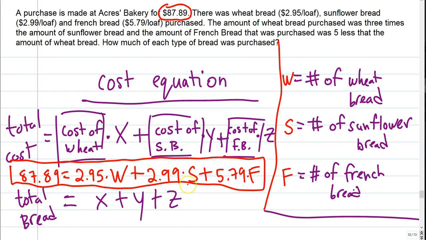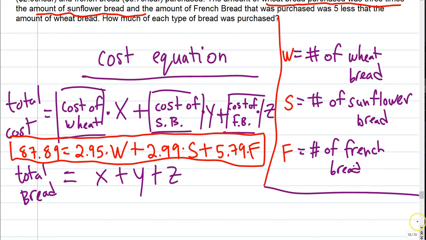But currently I only have one equation, and that does not work with 3 variables. I need 3 equations. So that's where these sentences come in. The amount of wheat bread was 3 times the sunflower. So the amount of wheat bread, w, was equal to 3 times the sunflower, 3s.